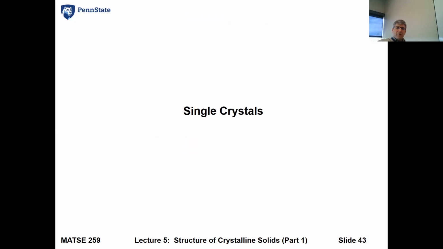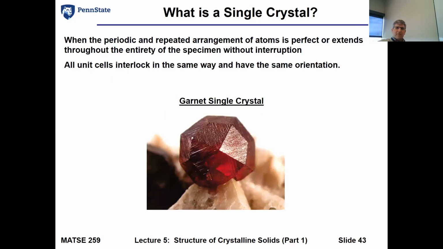So a single crystal. What is a single crystal? If we start looking at it, it's a periodic arrangement of atoms. And when we think of a single crystal, we can think of some type of perfection, in that it extends over the entirety of the specimen. There's no interruption. All the unit cells interlock in the same way. They have the same orientations.